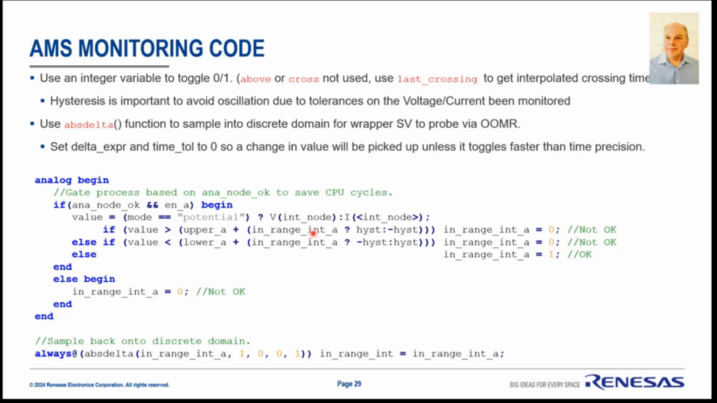We have to add some hysteresis to avoid oscillations. And basically this sets this in range int a, that we use a Verilog-AMS construct to sample the analog value and make it discrete again. And therefore we can use this discrete value in the wrapper cell to then create some message in the UVM area.